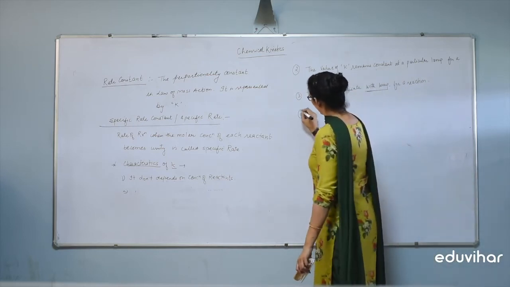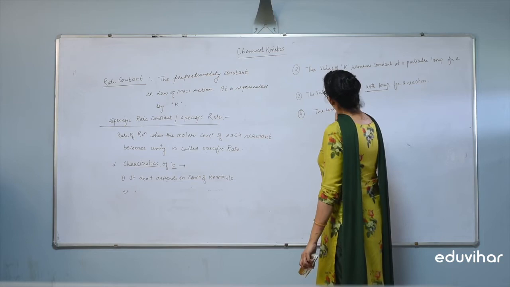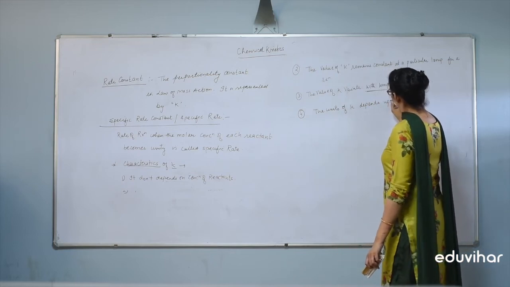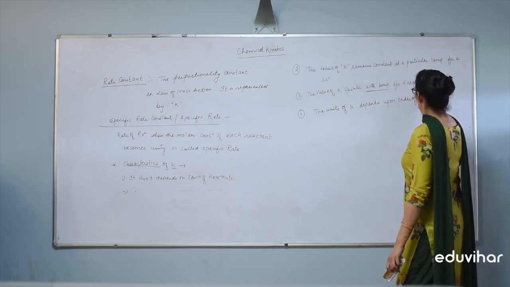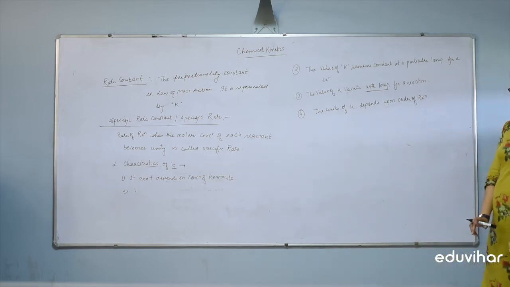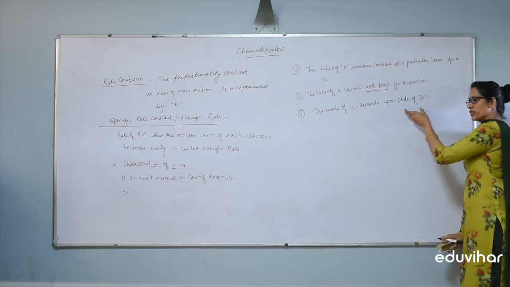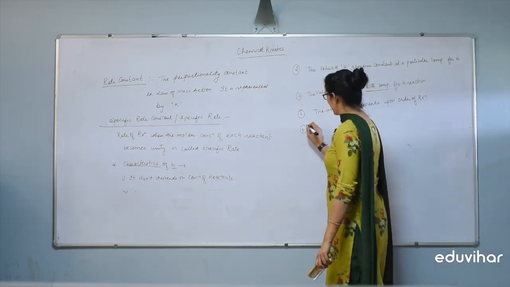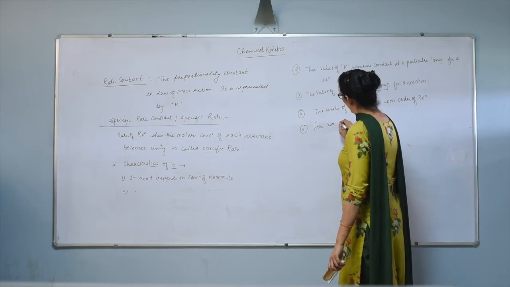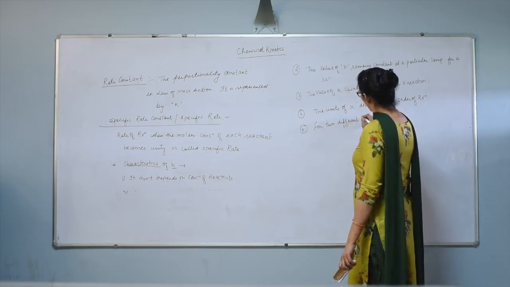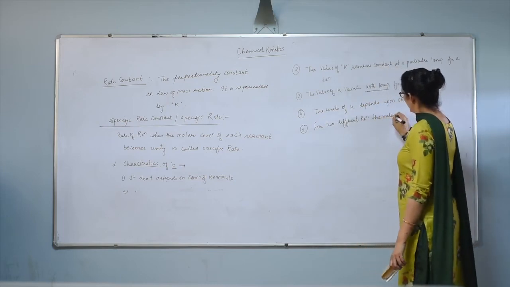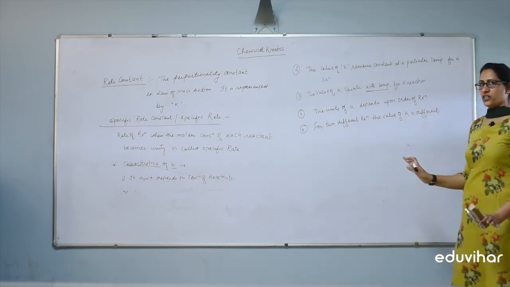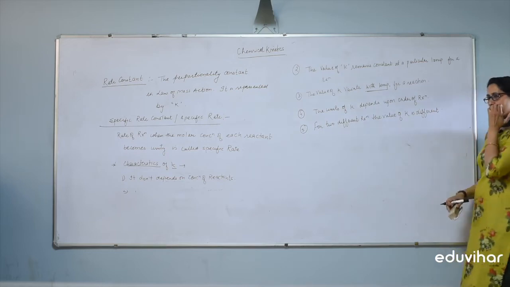Fourth, the units of K depend upon the order of reaction. What is the order of reaction? ये हम detail में थोड़ा सा आगे बढ़ेंगे कि order of reaction हमारा क्या होता है. Fifth, for two different reactions, the value of K is different. If you have two different reactions, the value of K is different for both reactions.